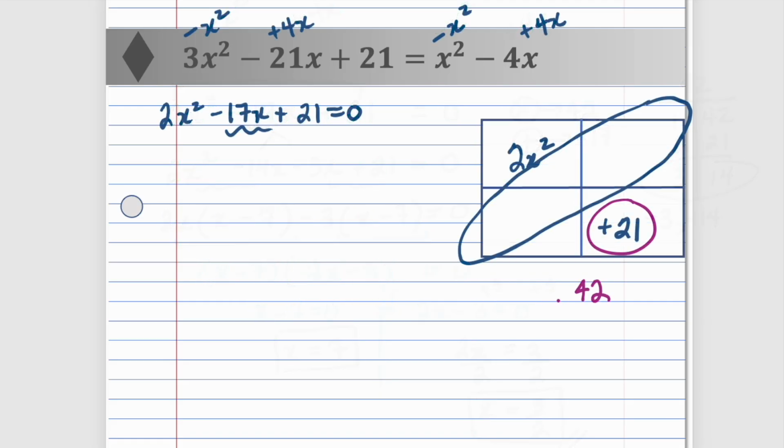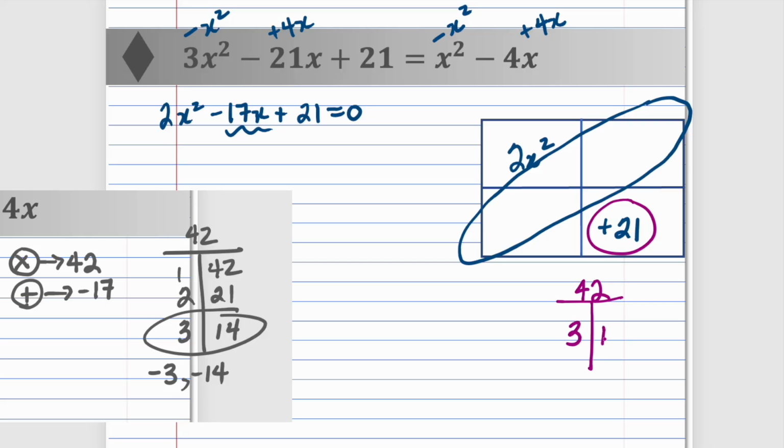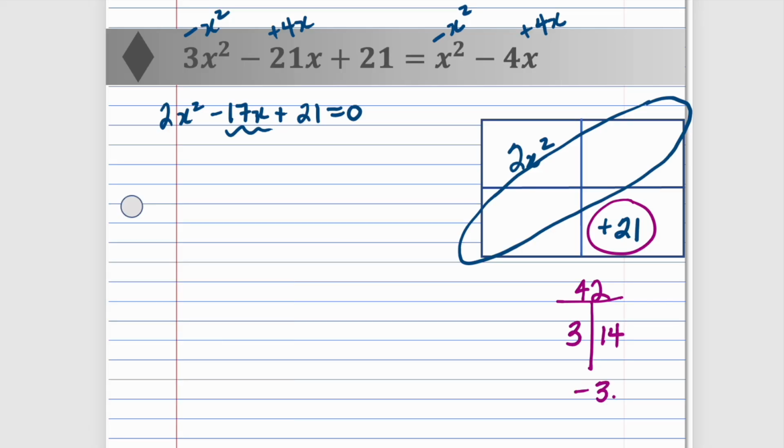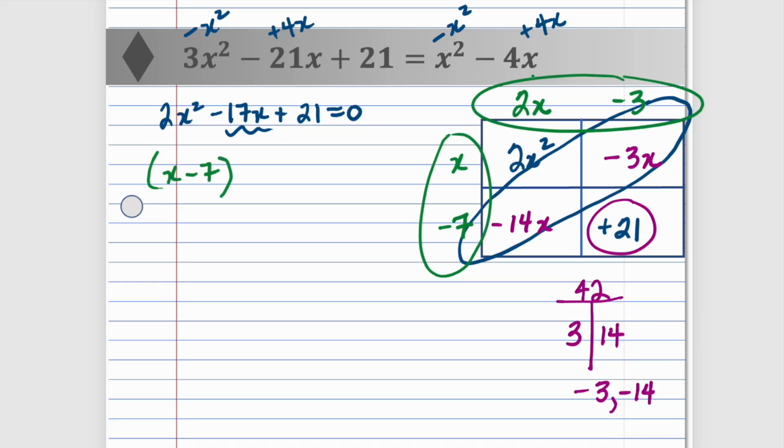Strictly using algebra, we were searching for those factors, and the factors we got were 3 and 14. We need a negative 3, negative 14. If we put a negative 3 here with the x and a negative 14 with the x here, we'll be able to read off our numbers. Somehow we need the negative 3x here, it'd be a negative 3, and therefore this would be a 2x. And somehow we need a negative 14x, so we would need a negative 7 right there. And that should work. X minus 7 and 2x minus 3.